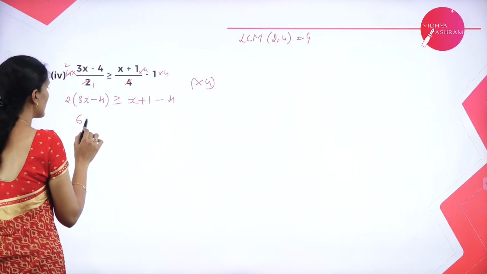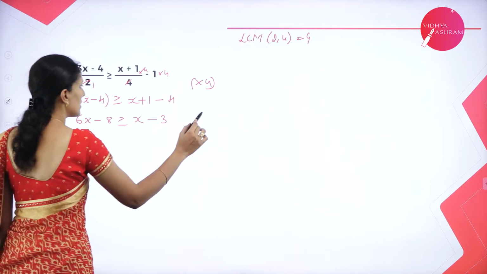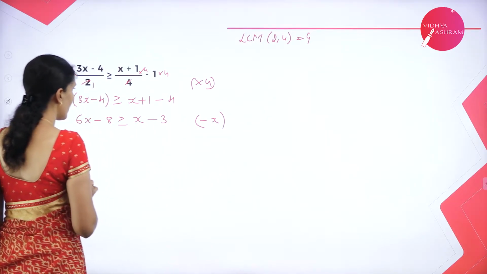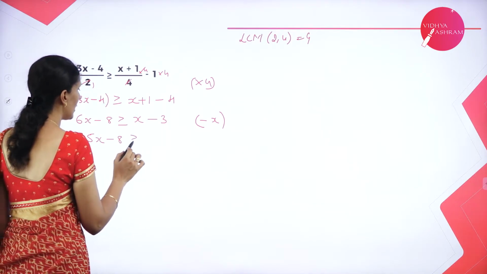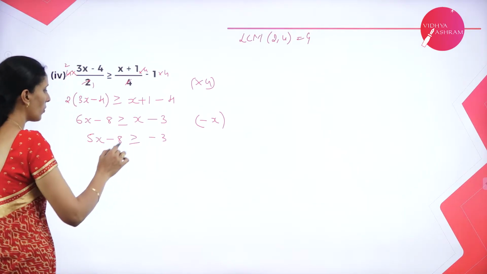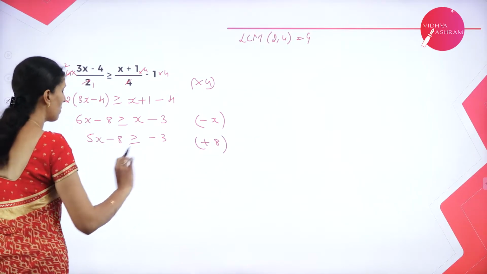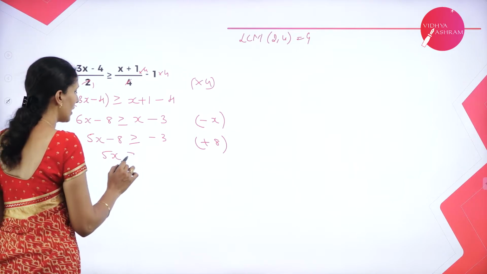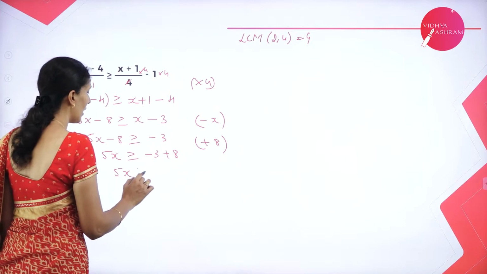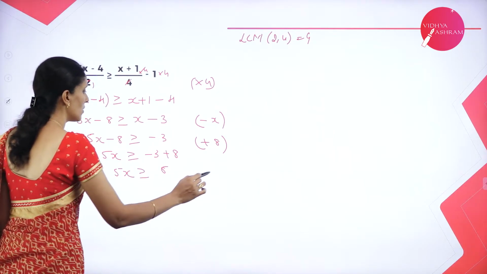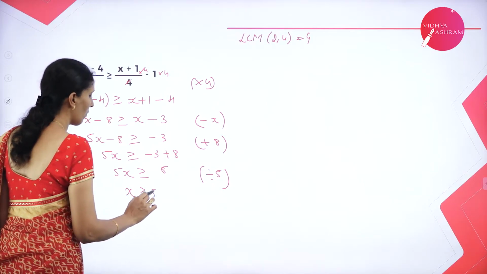Solve this: 6x minus 8 greater than or equal to x minus 3. Subtract x on both sides. 6x minus x is 5x, minus 8 greater than or equal to minus 3. Now to remove minus 8, add 8 to both sides. So minus 8 plus 8 goes, you have 5x greater than or equal to minus 3 plus 8. So 5x greater than or equal to 5. Divide by 5 on both sides. So x greater than or equal to 1.